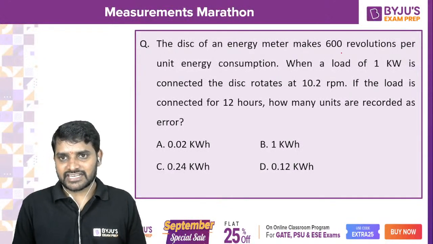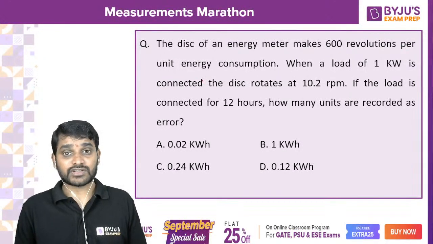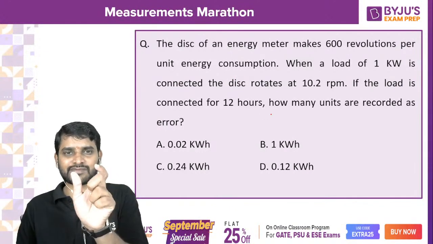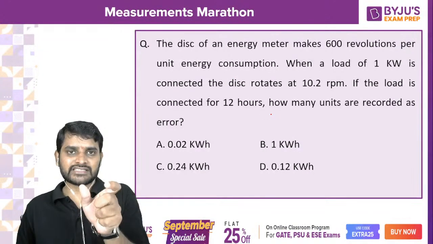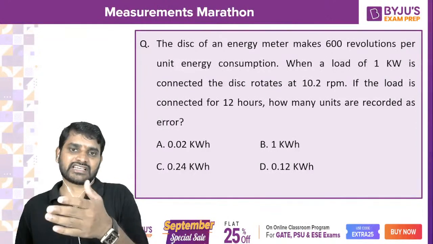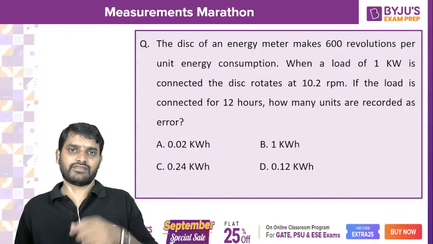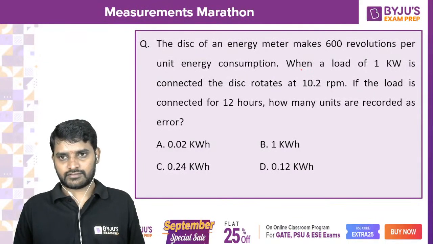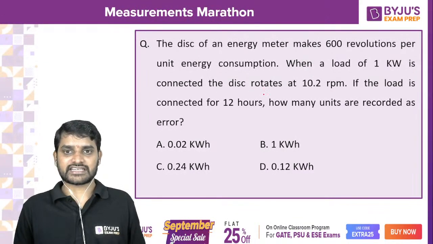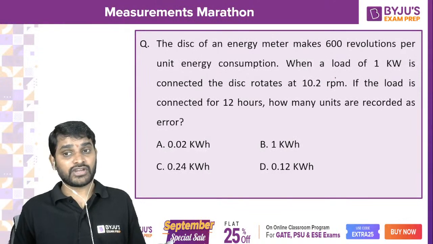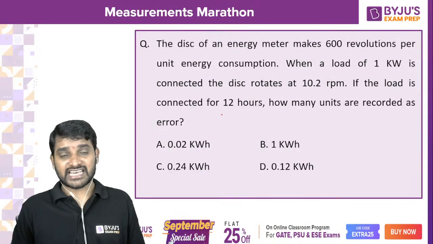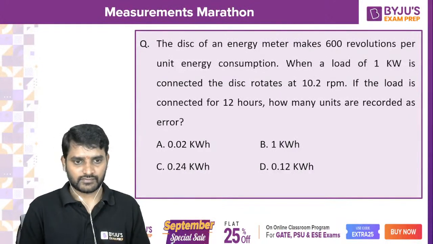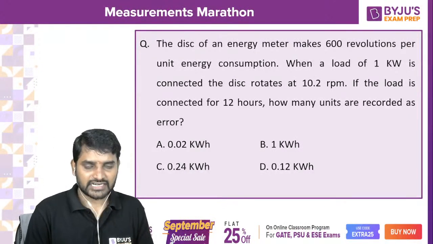The disk of an energy meter makes 600 revolutions per unit energy consumption. Unit energy consumption means 1 kilowatt hour. When a load of 1 kilowatt is connected, the disk rotates at 10.2 rpm. If the load is connected for 12 hours, how many units are recorded as error?